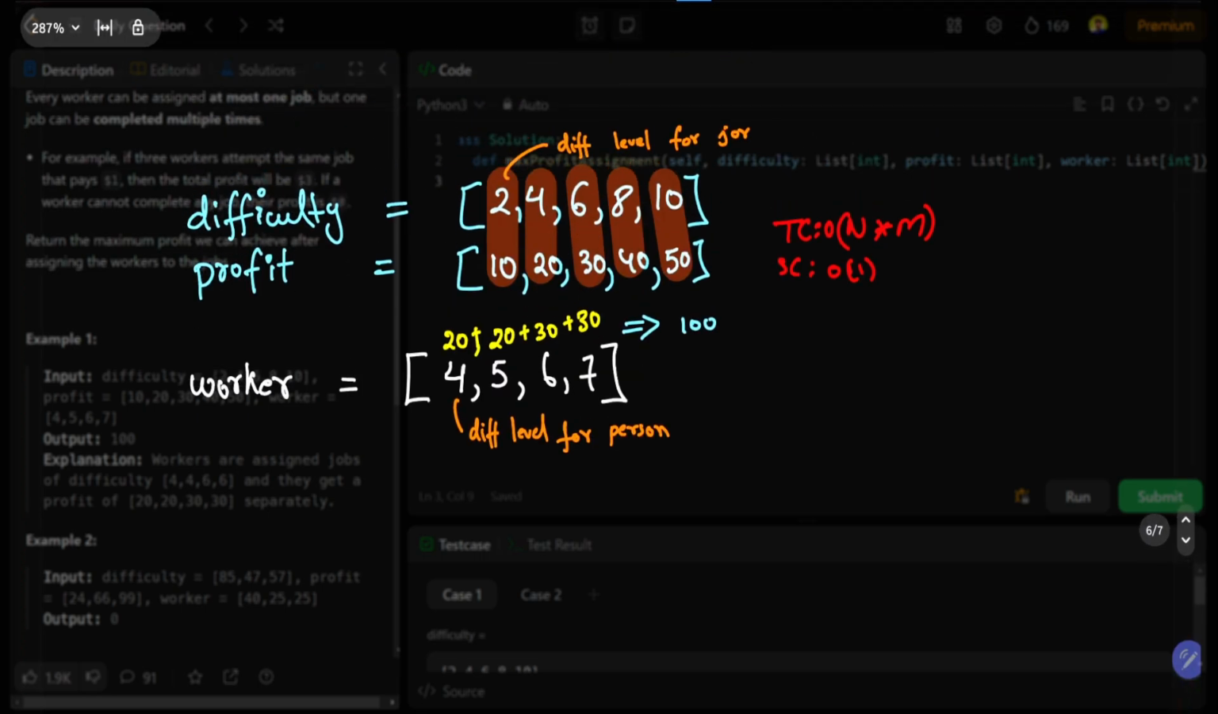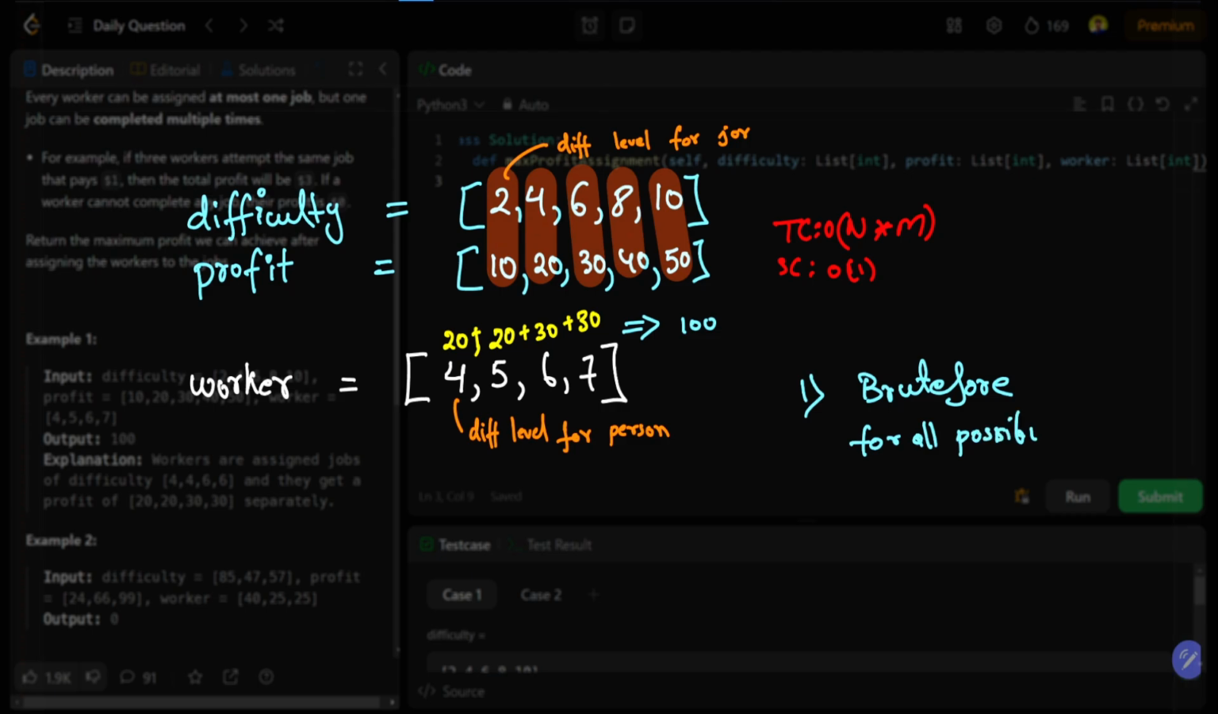So this was the very brute force idea. We have checked all the possibilities with brute force.